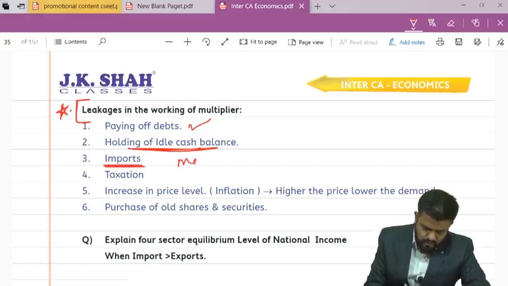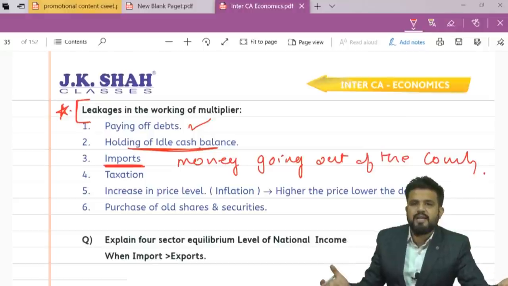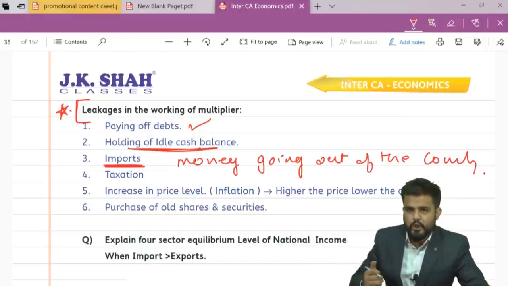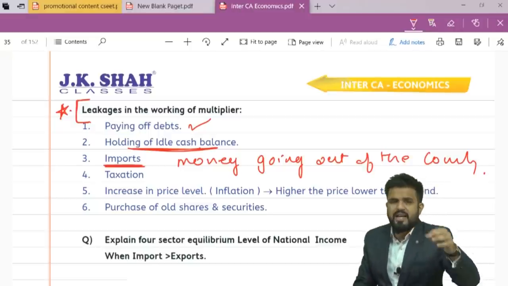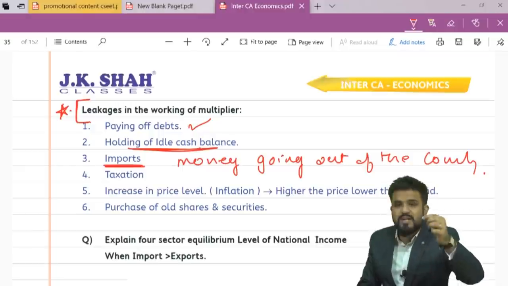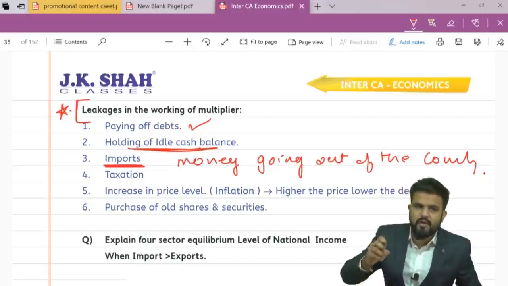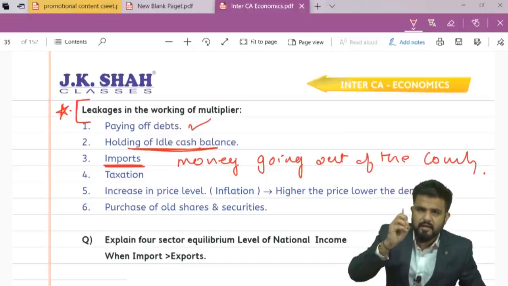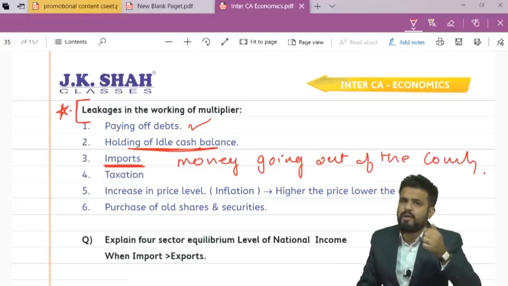Imports, precisely money going out of the country. So you can say it is definitely a leakage. Students, import is money going out, export is money coming in. So export will be an injection and import will be a leakage.